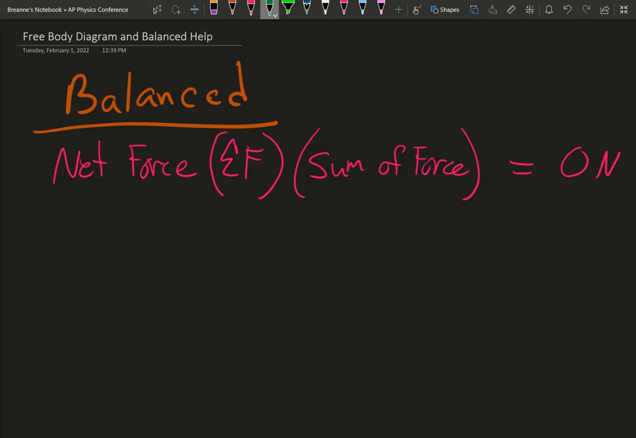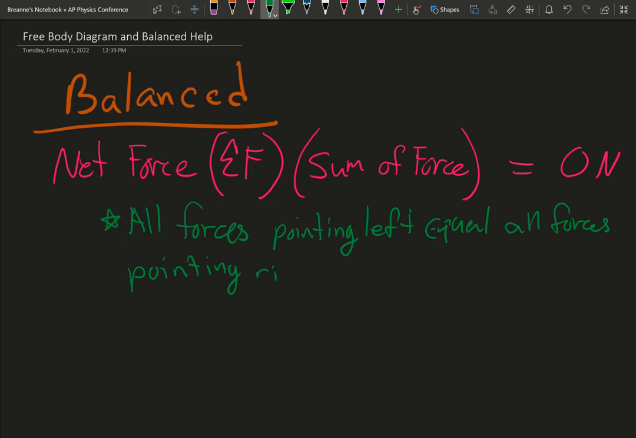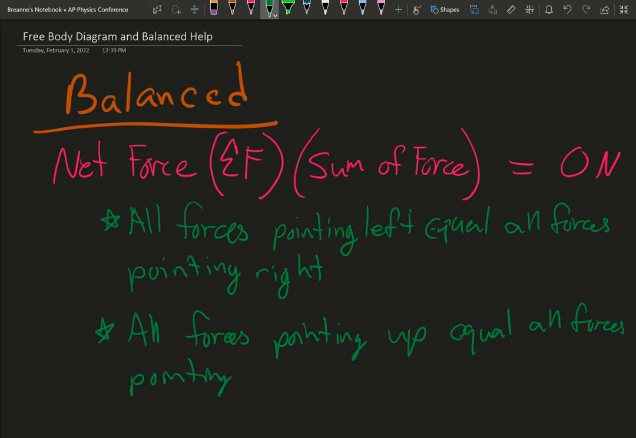That means all the forces are balanced. Key thing: all forces pointing left equal all forces pointing right, or pretty much the same thing, all forces pointing up equal all forces pointing down. So that's basically what that means.